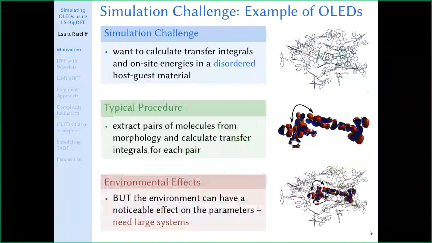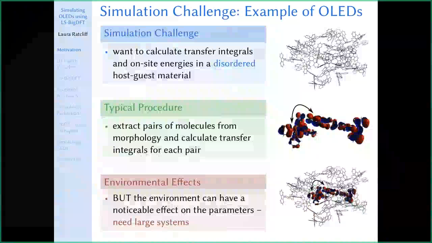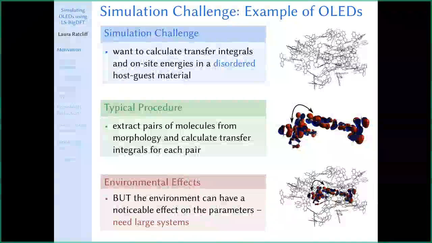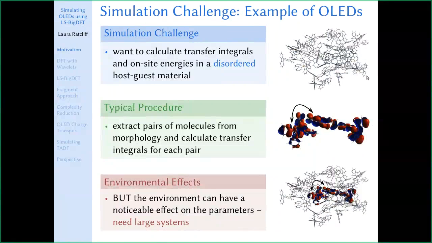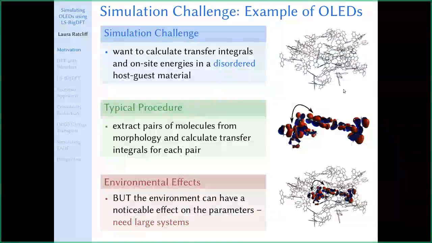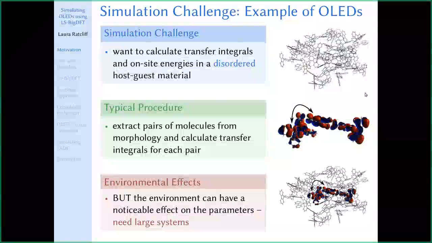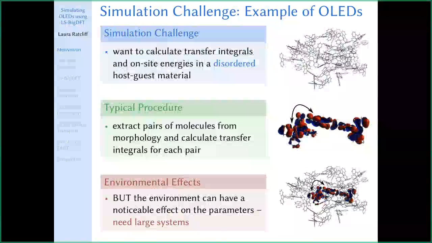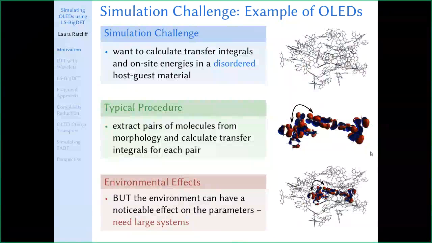So there are some challenges associated with this, and one challenge in particular which we're interested in the case of OLEDs is that they tend to be very disordered systems. So if you would take an example like this, which is a classic host-guest system, one of the things you might be interested in calculating to understand how well this material will work in a device would be charge transport properties like transfer integrals. And the typical approach is to take some cluster or realistic morphology and to extract pairs of molecules and then calculate transfer integrals for these pairs.